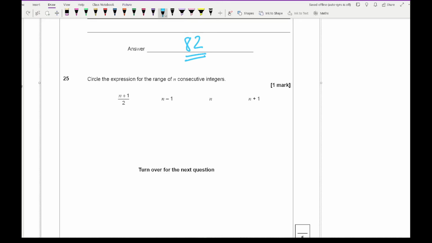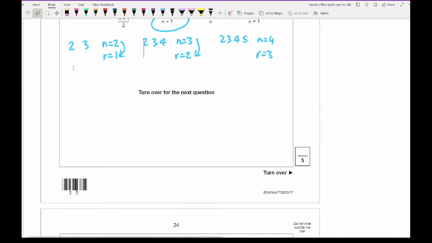Then with question 25, it says circle the expression for the range of n consecutive integers. Well, if we had 2 integers, so 2 and 3, so here we've got n equals 2 because we've got 2 numbers, and the range of those numbers is 1. Then if we had 2, 3, 4, well, I've got 3 numbers there and the range is 2. If I had 2, 3, 4, 5, then I've got 4 numbers and the range is 3. So which of these formulas represents how to get from this number to the range? Well, it's going to be n take away 1.